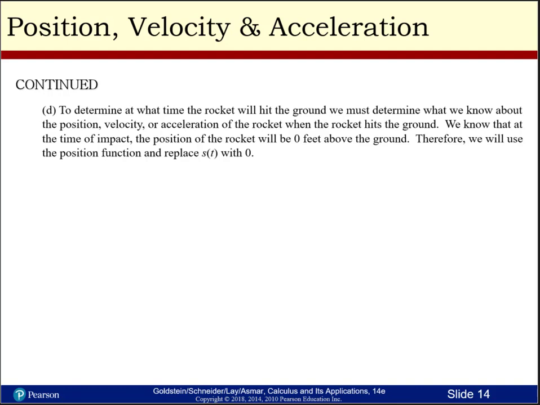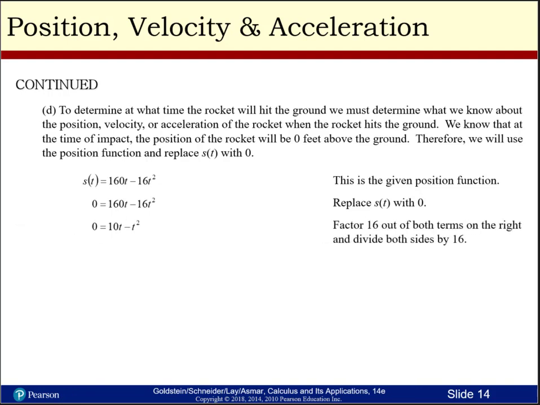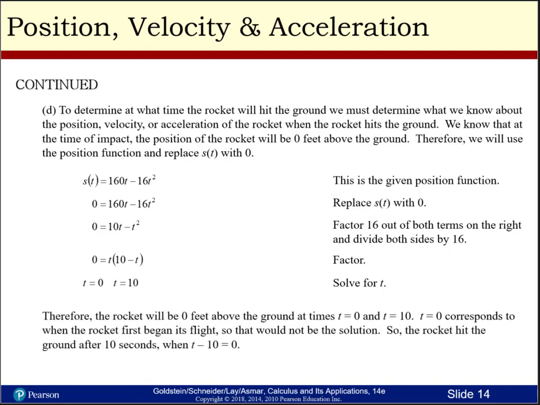To determine at what time the rocket will hit the ground, we need to determine what we know about the position, velocity, and acceleration of the rocket when it hits the ground. We know that at the time of impact, the position of the rocket will be 0 feet above ground. It's right on the ground. Therefore, we're going to use the position function, set it equal to 0, and then factor that and solve it. We're going to end up getting t equals 0 and 10. So of course, it was on the ground at t equals 0, and then it's on the ground again at t equals 10. So at 0 feet above the ground, at times t equals 0 and t equals 10.